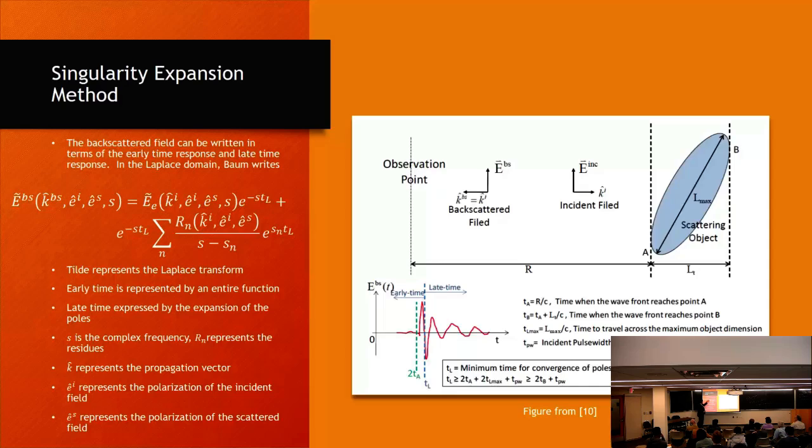And he says, well, the specular reflection is not really going to have any poles. But the material, whatever that's interacting with, it's going to have poles associated to it because it's an extended target. It has some kind of resonance features to it. So he said, I can rewrite the backscattered field in terms of the specular reflection and its late time response.